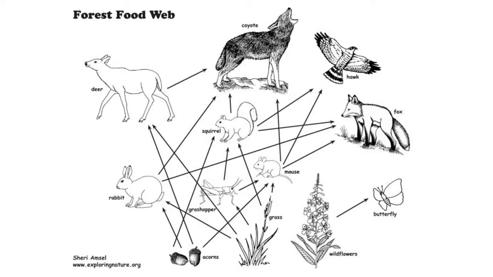Just like in a food chain, the arrows show the direction of the flow of energy. So for example, if a fox eats a mouse, the fox is getting the mouse's energy. So that's why the arrow is pointing from the mouse to the fox.